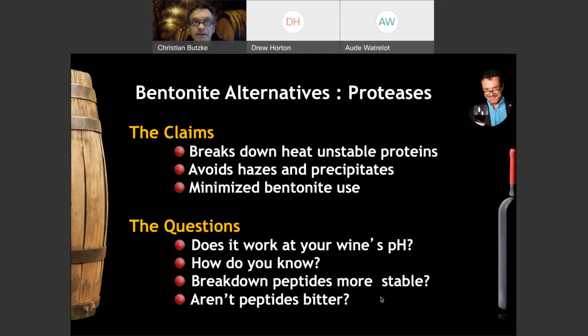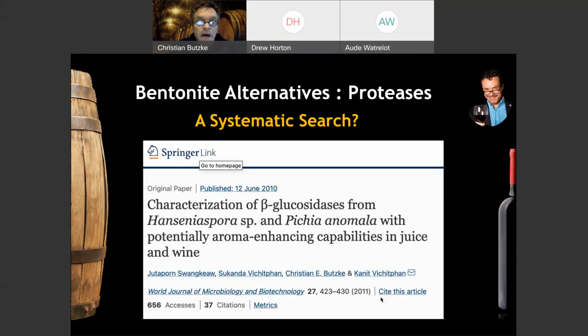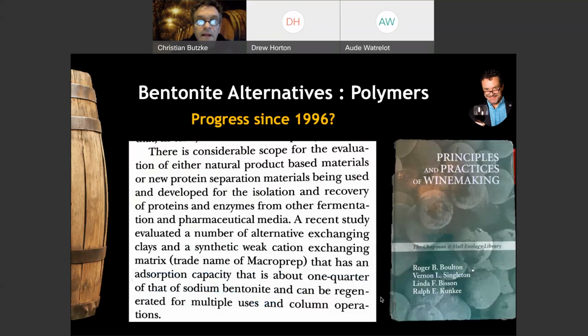Proteases as bentonite alternatives is another issue that has not been pursued systematically. There are some products out there, but that's something we could still do further, much like we did here with finding some glucosidases in Thailand some years ago. So doing the same for proteases globally might actually yield some good results. The acid-tolerant proteases that break down protein don't work so well.